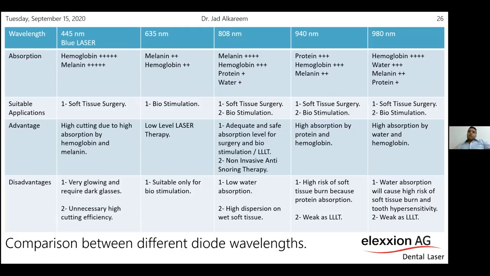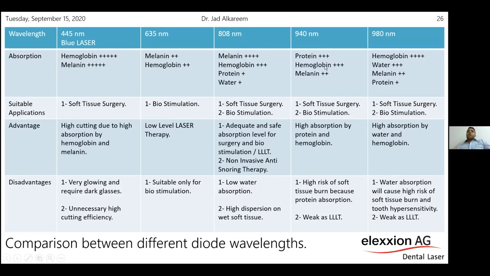So if you use the 808, it will improve the collagen production, and once you have collagen available in your soft tissue, it will tighten and cause shrinkage of the tissue. Then the soft palate will be pulled up again to the normal position, and the airway of the patient will be opened. So that's why the 808 is suitable for this kind of application. The disadvantage of it is that it has a very low absorption into the water, and if the soft tissue is wet because of the water, you will have a high dispersion of the energy.